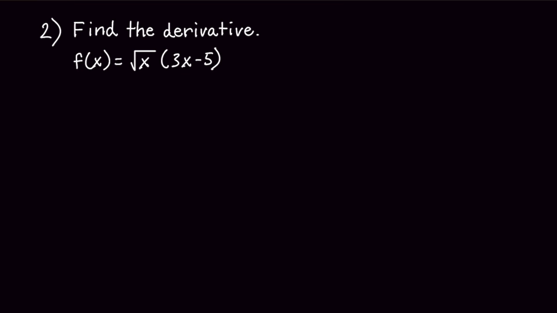So for our second example, we're asked to find the derivative of f of x equals the square root of x times 3x minus 5. So again, we have the product of two functions, the first being the square root of x, and the second being 3x minus 5. And we can compute this derivative using the product rule, which I remember using 1d2 plus 2d1.